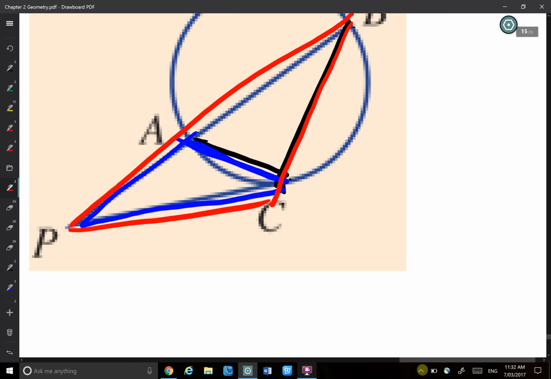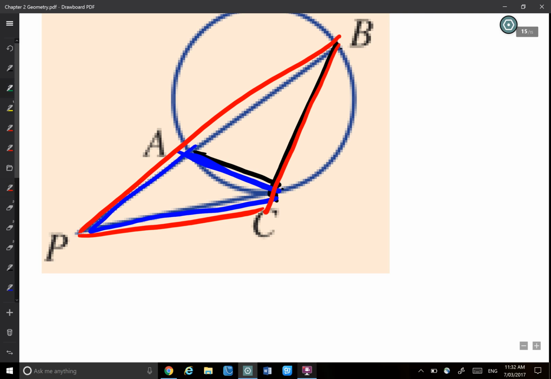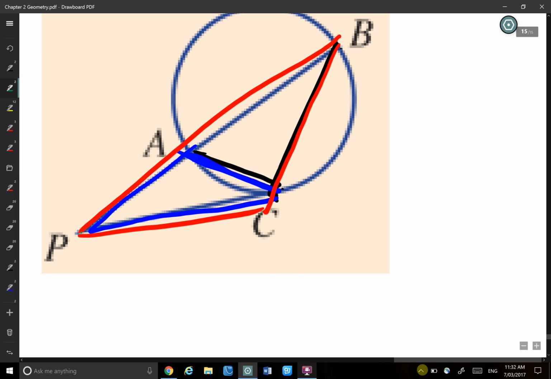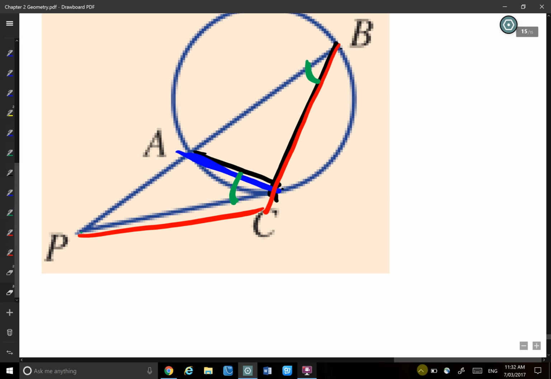If you can see this one, this is really good, because do you remember the alternate segment theorem? You have a tangent here and a chord here. The angle made is here, and the opposite angle in the circle will be the same by the alternate segment theorem. So those two angles must be the same. And then you have this angle equal to itself, so this blue angle is in both triangles.